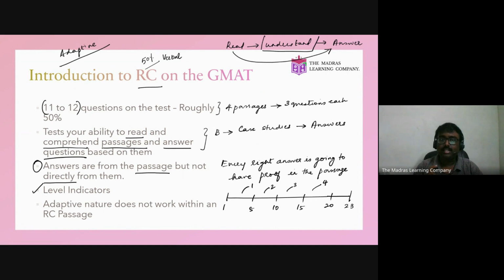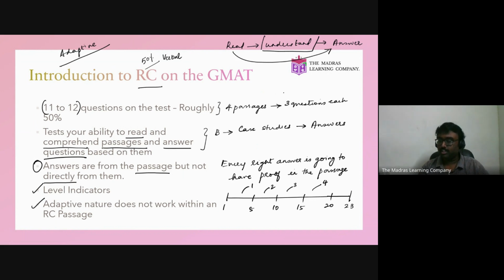Now, an RC passage is going to take you from one level to another. So when you see an RC on the test, you know that this is the place where your test is actually changing level from easy to medium, medium to hard, and or from hard to medium and medium to easy, right? And that is the reason why within an RC passage, the adaptive nature of the test doesn't work.